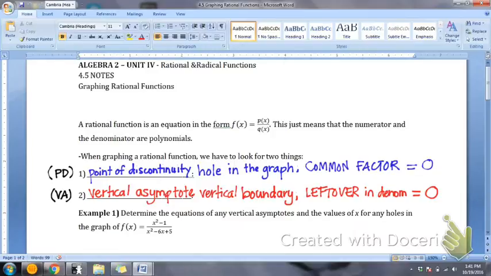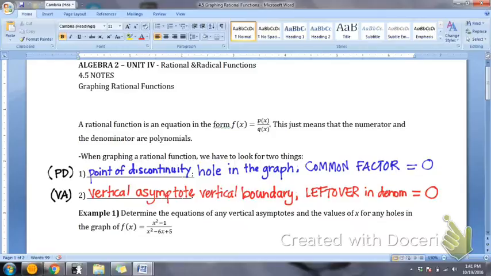So let's think about a point of discontinuity. A point is a hole, right? If you take it out or you open it up, it's a hole. So the point of discontinuity is the hole. And we'll talk about how we can remember which one is which as we do an example. So let's look at example number 1.